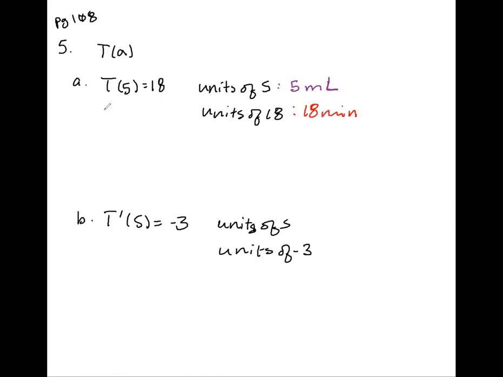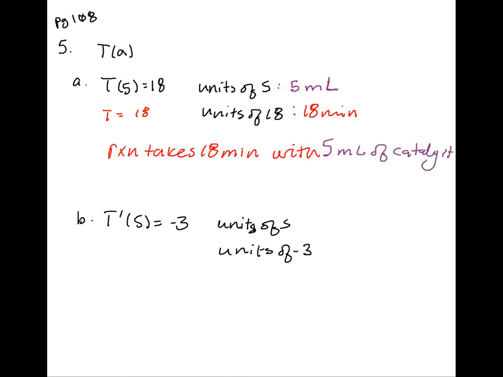So here we have basically T is equal to 18. That might be why they split it up so you can more easily visualize that T is equal to F of 5 is equal to 18, which just explicitly says 18 minutes for this reaction to happen when we have 5 milliliters of the catalyst, which kind of answers the rest of this question. All right. So that's kind of part A.